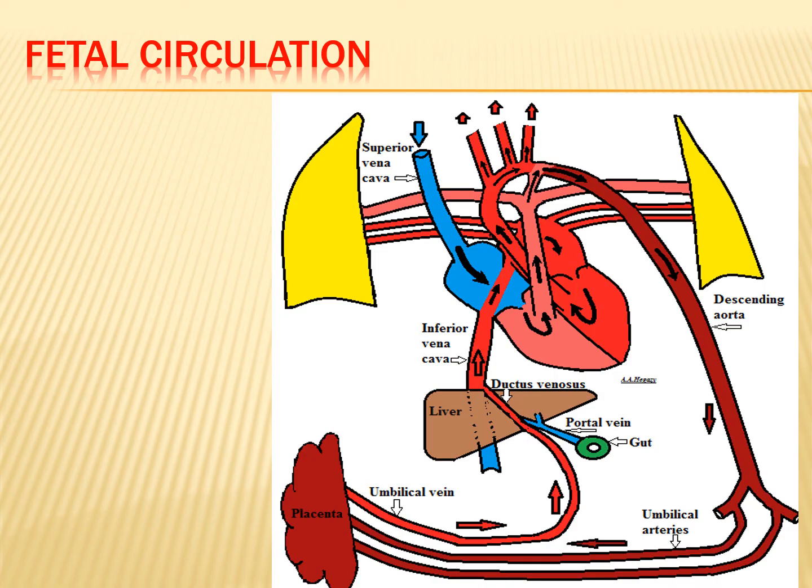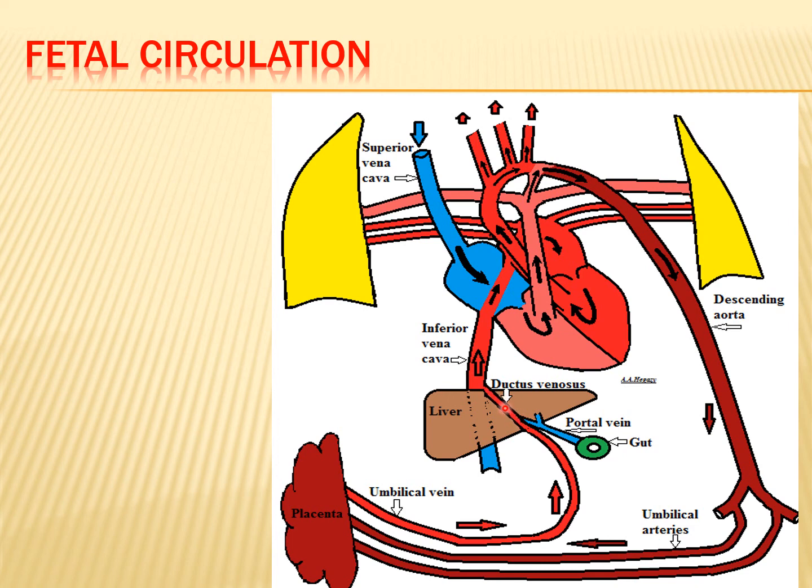Then we come to the most important point in this lecture, which is the fetal circulation. Fetal circulation differs from the circulation of the baby postnatally, or from the adult circulation. Here is the placenta. Oxygenated blood comes from the placenta, passing through the umbilical vein, which is the left umbilical vein, as we said before. Passing through the left umbilical vein, then it passes through the ductus venosus.